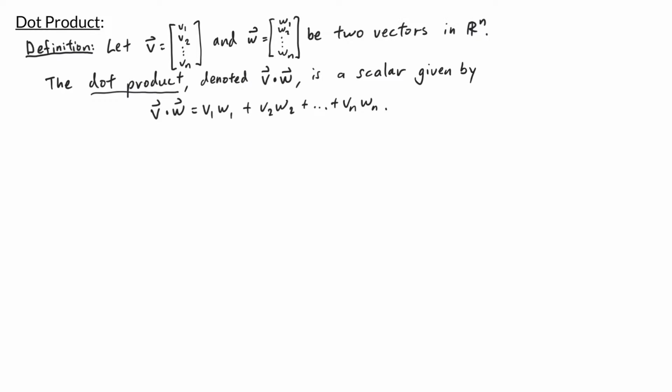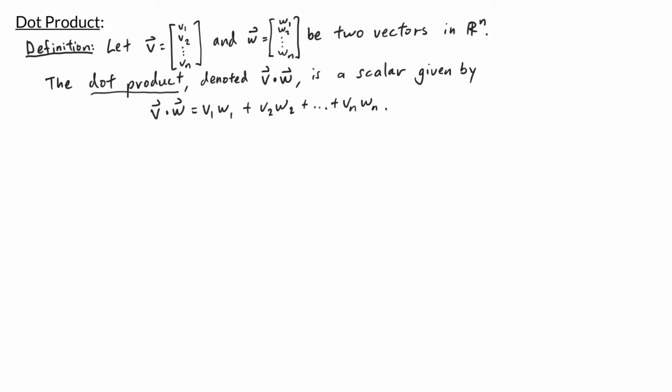In this video, we're going to talk about the dot product of vectors in Rn. Let V be the vector with entries v1 through vn, and W be the vector with entries w1 through wn. These are two vectors in Rn. The dot product of V and W is a scalar given by V dot W equals v1 times w1 plus v2 times w2 summed up through vn times wn. Essentially, what we're doing is we're multiplying the corresponding entries of the vectors, then we sum up those products.